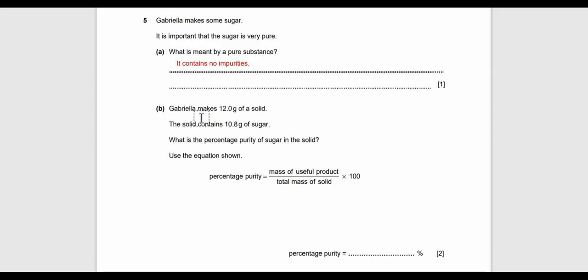Gabriela makes 12 grams of a solid. The solid contains 10.8 grams of sugar. What is the percentage purity of sugar in the solid? Use the equation shown: percentage purity is mass of useful product over total mass of solid times 100. What is the percentage of purity? Please count 10 seconds.